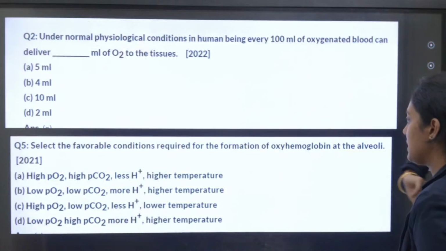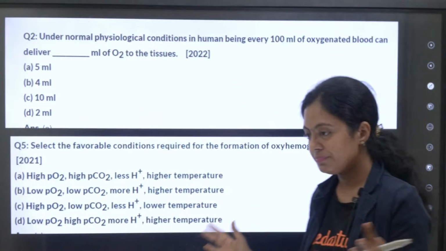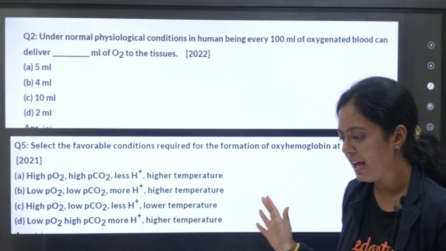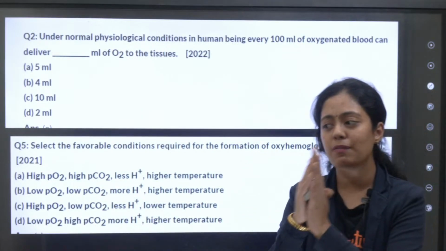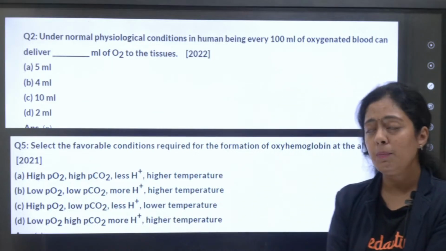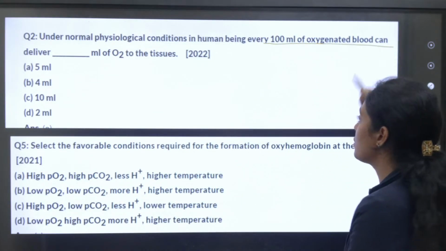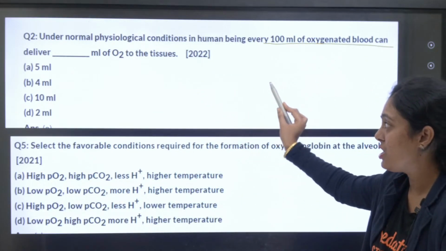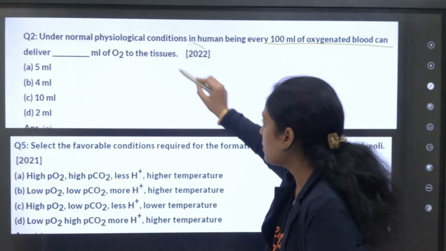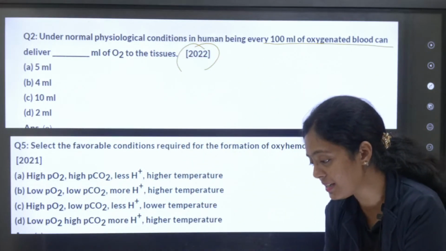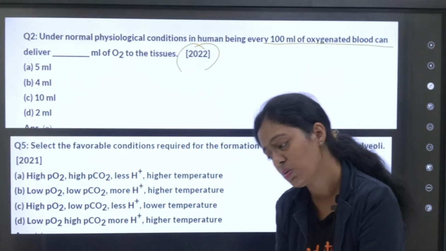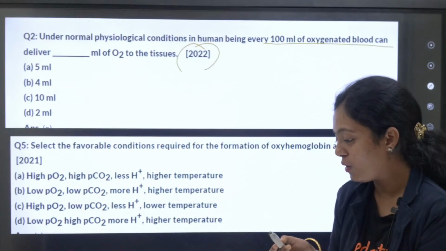Now we will go to PYQs. Let's see how many of you will answer this question. Under normal physiological condition in human being, every 100 ml of oxygenated blood can deliver dash ml of O2 to the tissue. This question was asked in 2022. Rhinitis is congestion of nose. Yes. Hay fever is also congestion of nose.